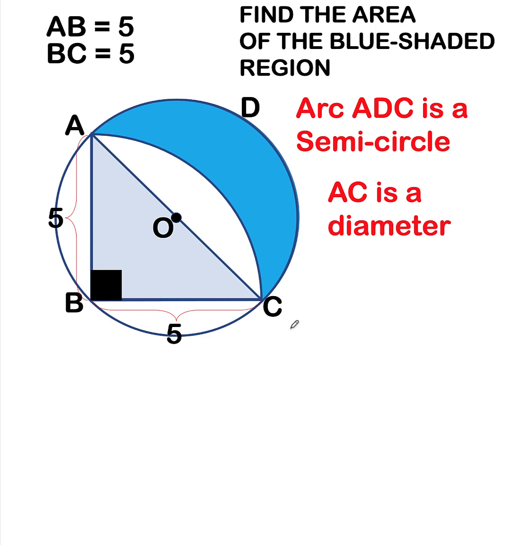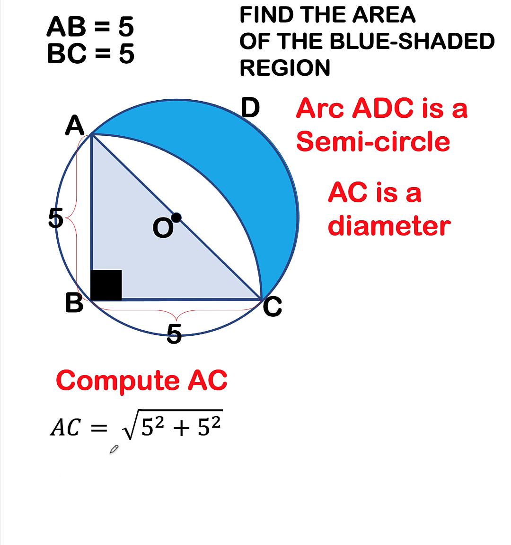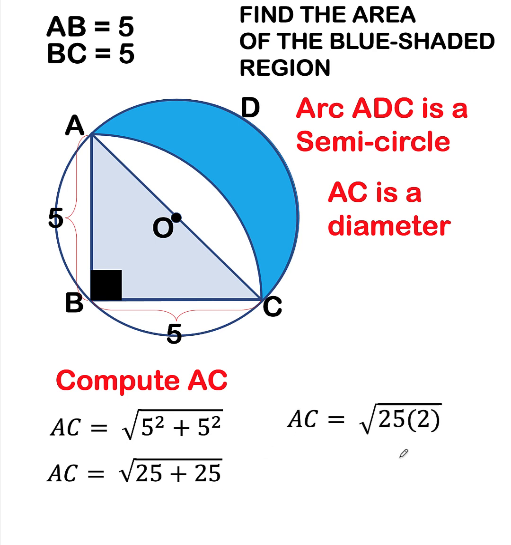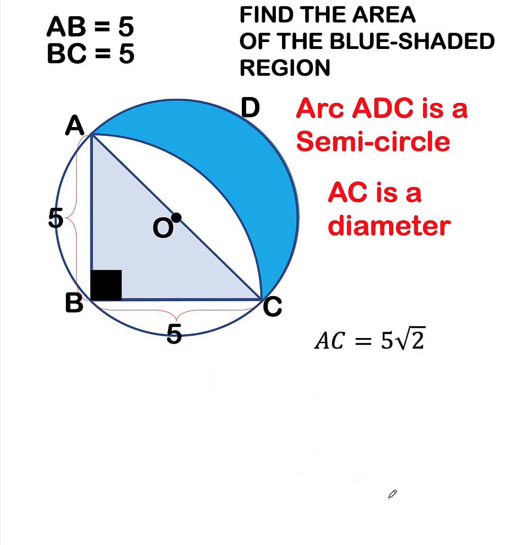Now let's compute the measure of this diameter using this right triangle ABC. Using the Pythagorean formula, the hypotenuse is equal to the square root of the sum of the squares of the two sides. In this case, both sides measure 5 units. So you have 5 squared plus 5 squared, which is the square root of 25 plus 25, or the square root of 2 times 25, and the square root of 25 is 5, so this simplifies to 5 square root of 2. Let's remember this result.